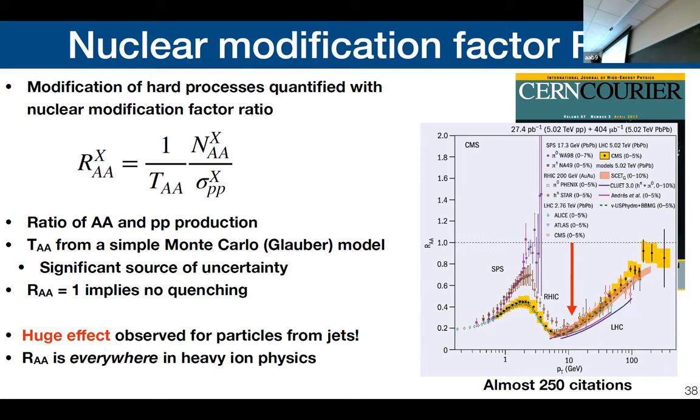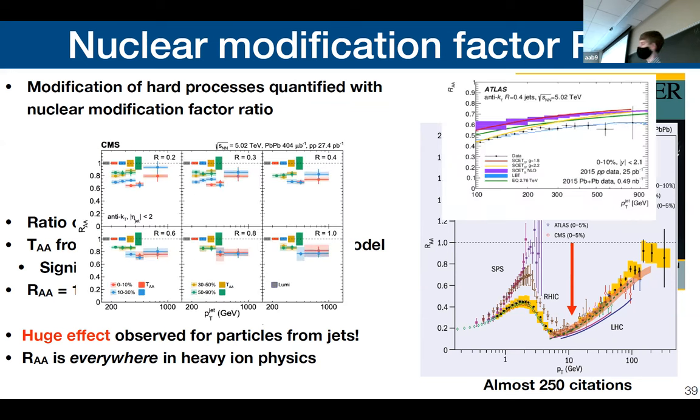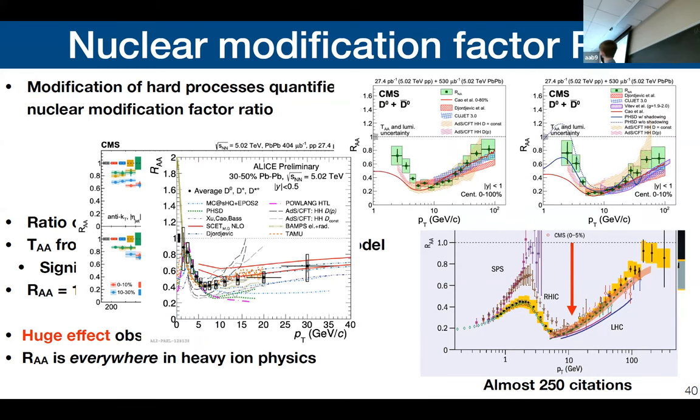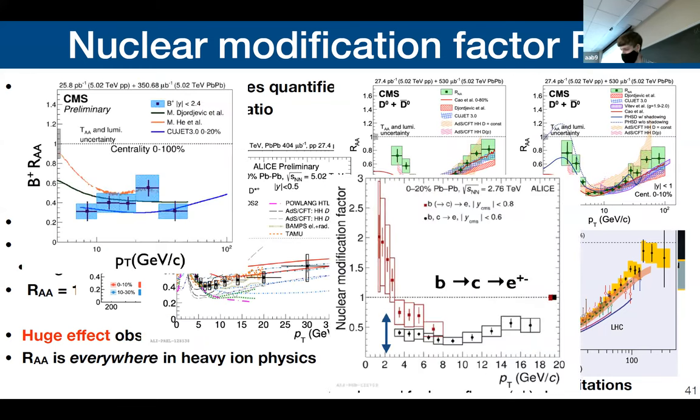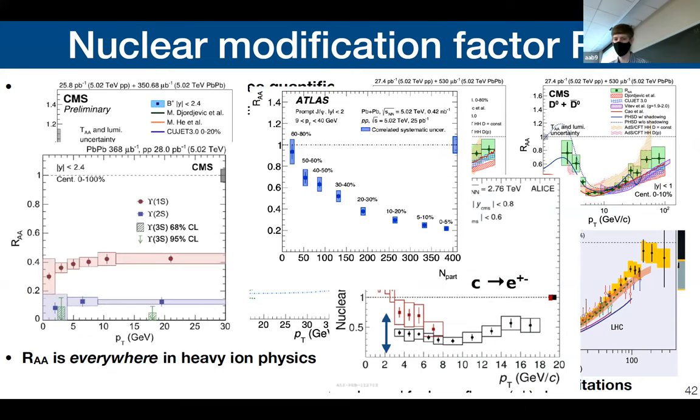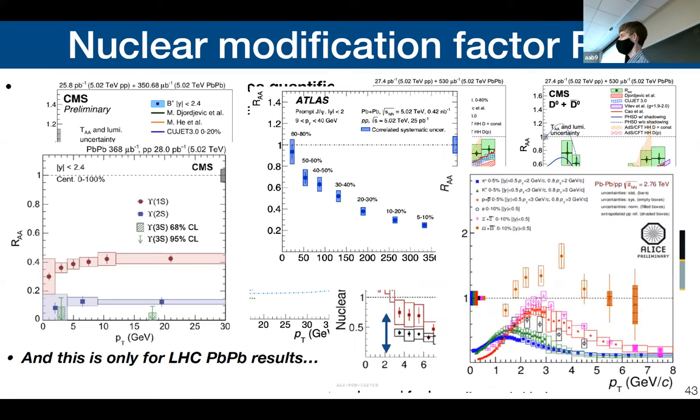But in fact, this kind of plot that summarizes RAA is only for charged hadrons. There's a huge amount of data. For example, RAA for jets in the field. People have measured RAA for D mesons, right? RAA for B mesons. RAA for charmonia, like J/psi and upsilon. And RAA for strange hadrons. And this is only LHC results in lead-lead collisions. There are more results from RHIC. There are more results in xenon-xenon collisions, right? RAA is absolutely everywhere in the field. It is a ubiquitous quantity in our field, okay?